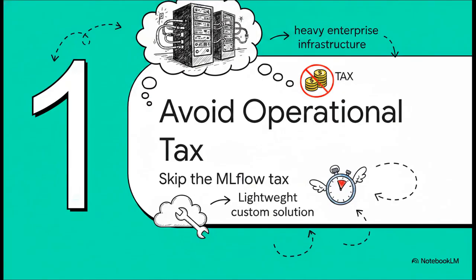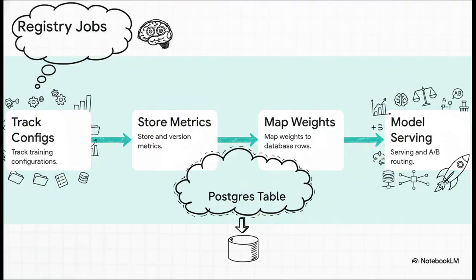So, Section 1, avoiding the operational tax and skipping that heavy infrastructure for a custom, lightweight approach. The harsh reality here is that most machine learning teams reach for, and let's be honest, pay for heavy enterprise infrastructure years before they actually need it. The MLOps maturity model talks about registries like they're just one monolithic thing, but they aren't. Look closely and you'll see 4 totally distinct jobs hiding inside that term.